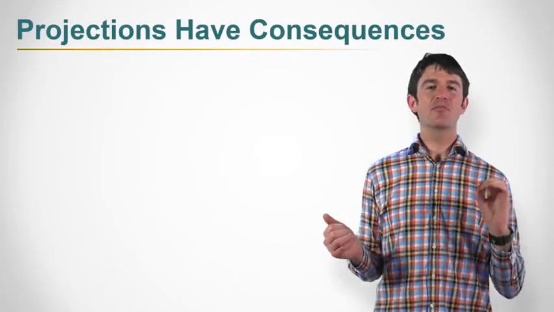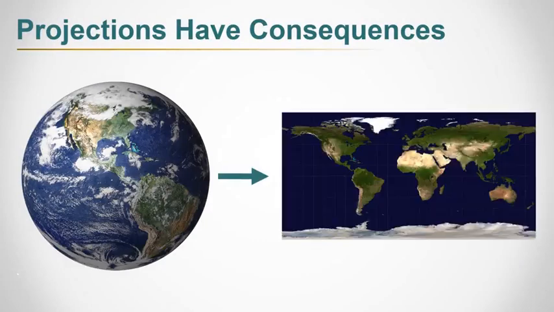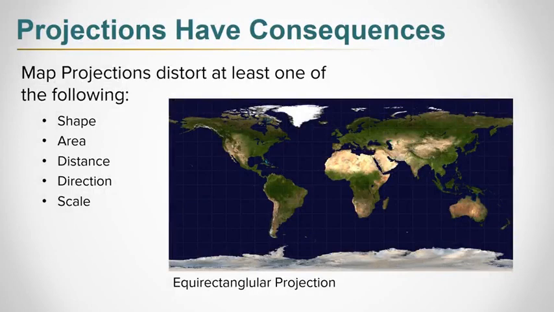So, to begin with, remember that regardless of spatial data, it must be projected in order to be displayed on a flat surface. Projections aren't free though. That is, they have consequences in the form of distortions to our spatial relationships. We can distort shape, area, distance, direction, and scale.